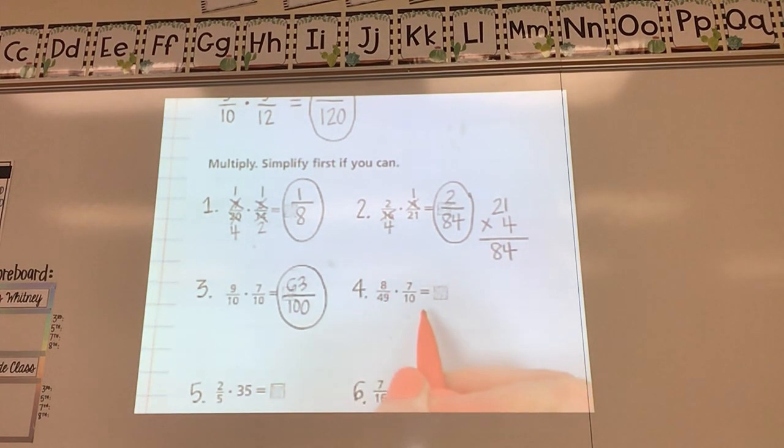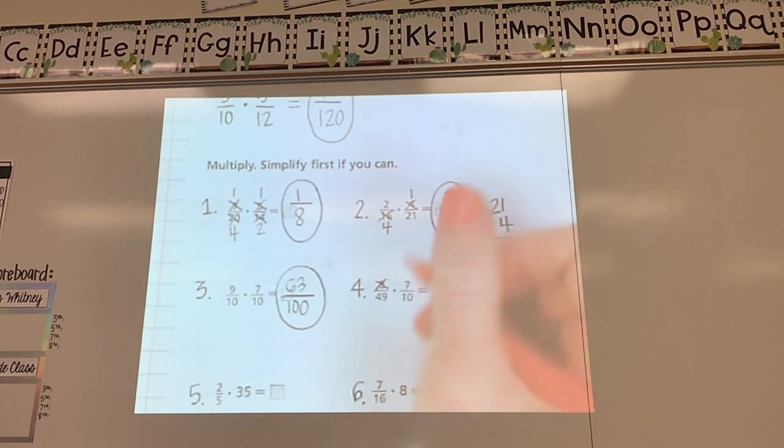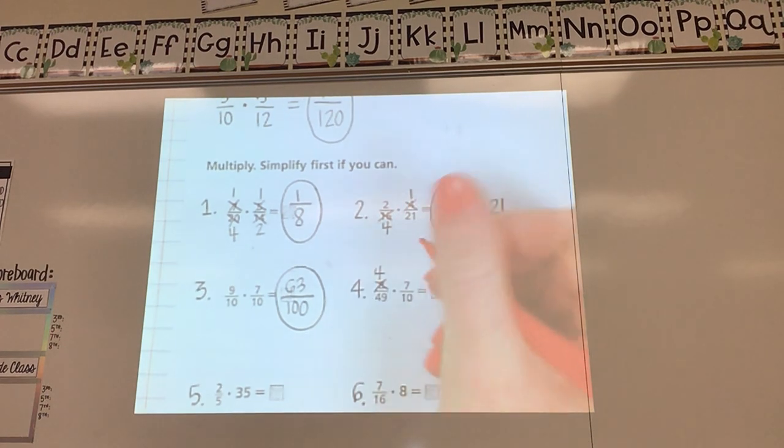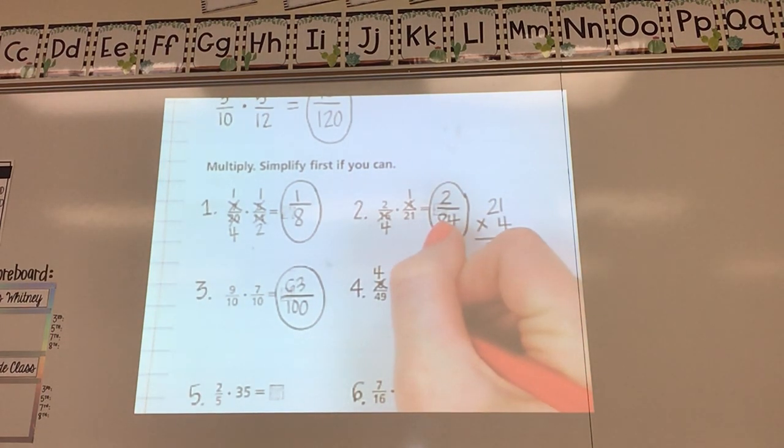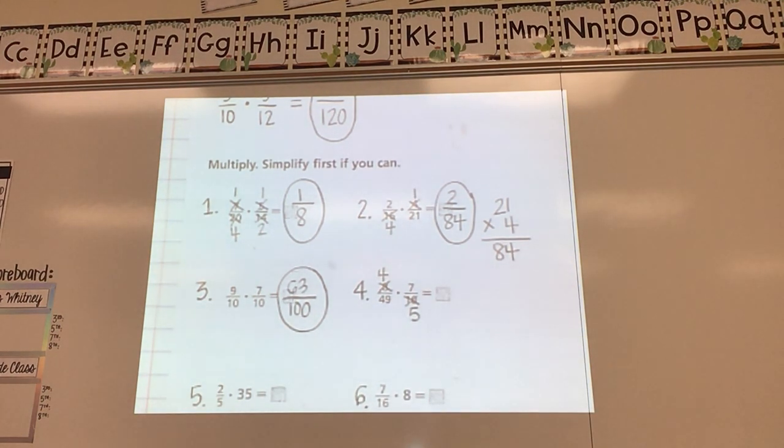Checking diagonally, 8 and 10. Is there anything that I can divide both 8 and 10 by to get them to be smaller? Yeah, 2. What is 8 divided by 2? 4. And 10 divided by 2 is 5. Okay, so we change those. Now let's check the other way.